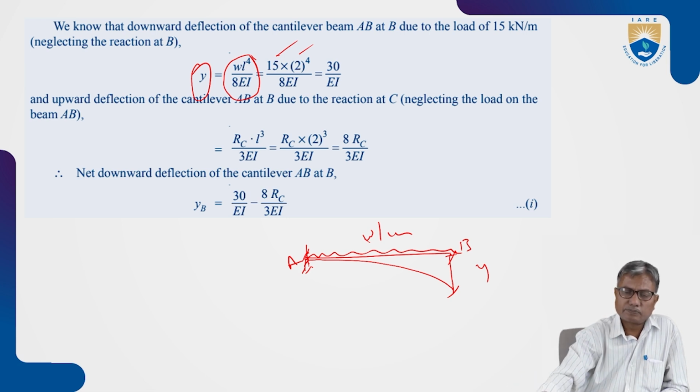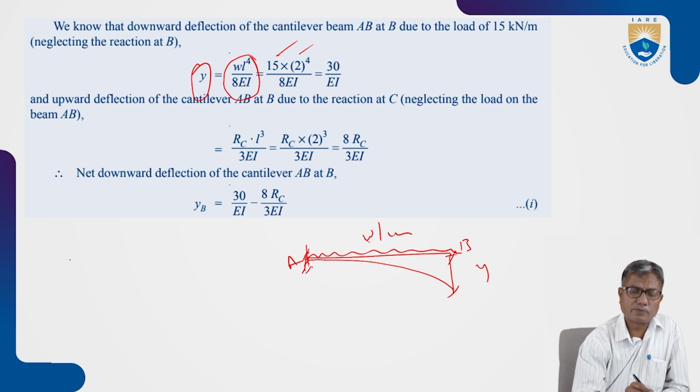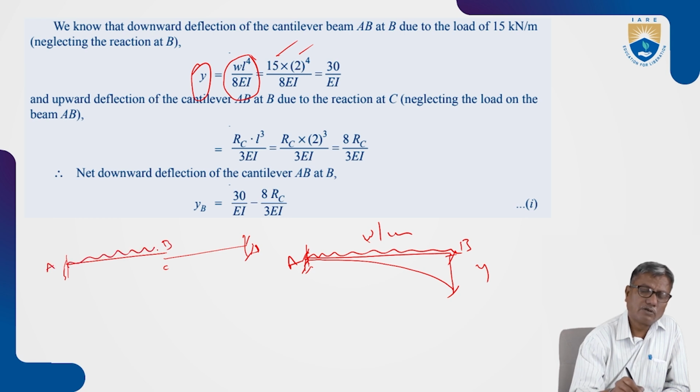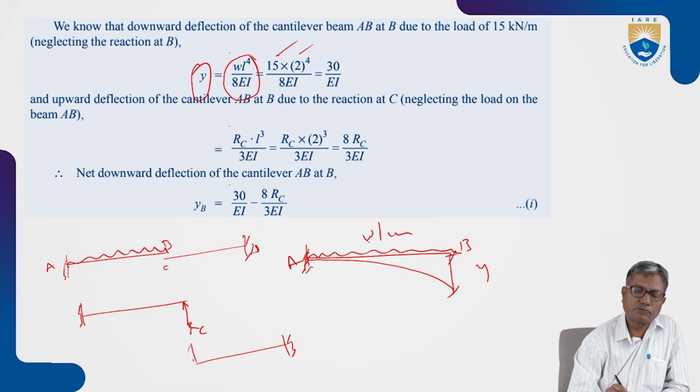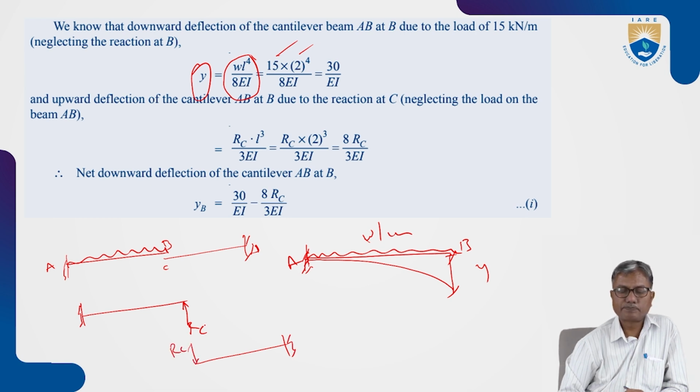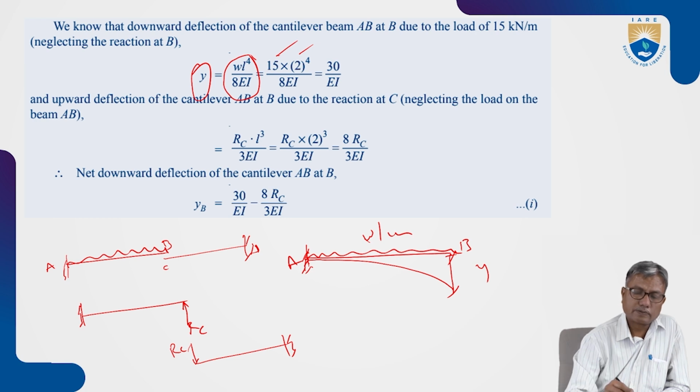So now we will have the reaction. Actually, it is resting on CD, isn't it? So when you consider the free body diagrams of CD and AB, on AB we will have the reaction in the upward direction at C. On CD, we will have the downward force RC.